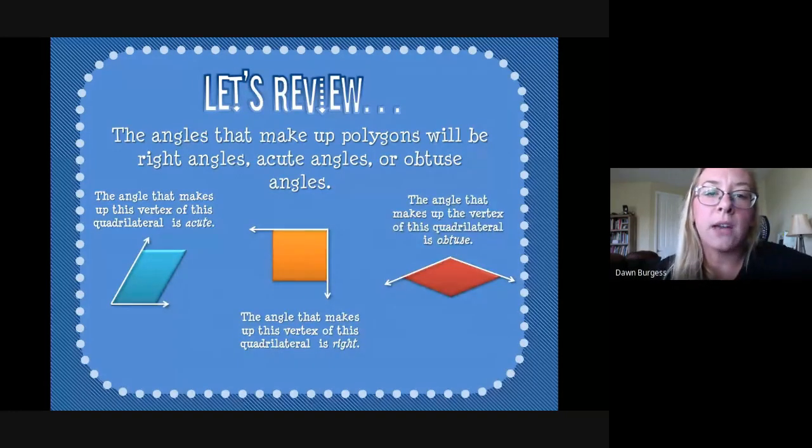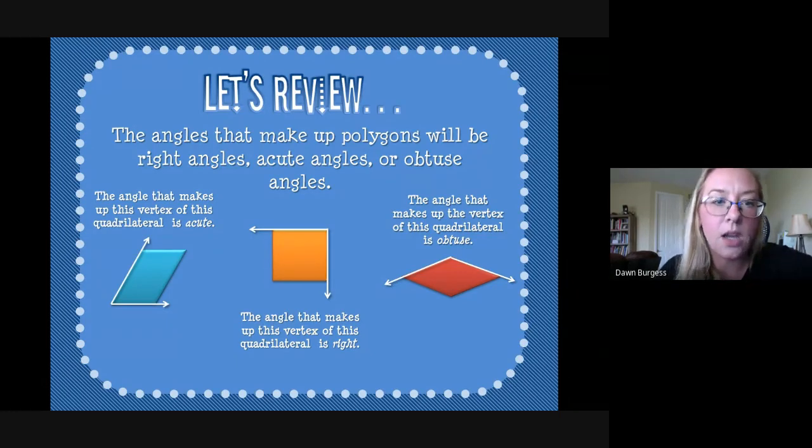Usually with quadrilaterals, we only really use right angles to classify. It's not often that they use acute or obtuse angles. That's more frequently used in triangles, but you do have to know all three angles to be able to do that. The angle that makes up this vertex, the corner of this quadrilateral, is acute.